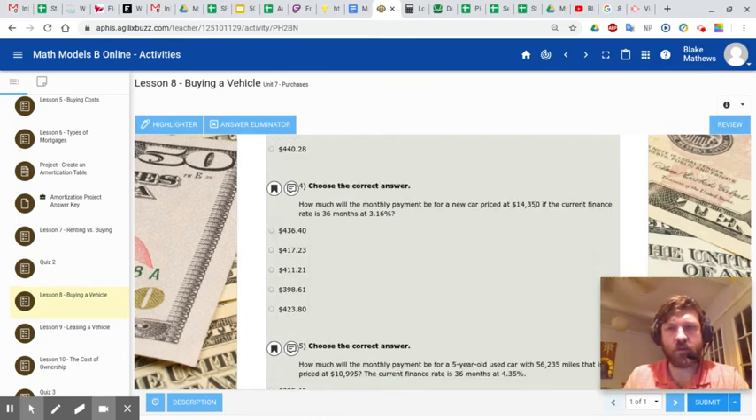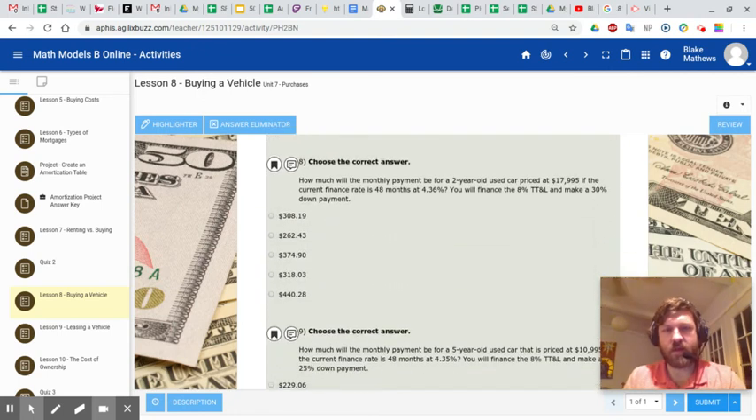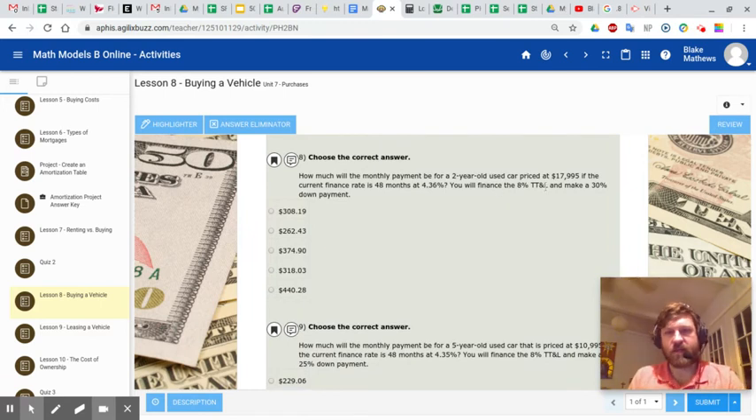You're doing the price, the rate, and the years. So 36 months would be 3 years. I'm going to scroll down. So then they get into this thing about TTNL. TTNL stands for tax, title, and license, and it's basically just fees associated with buying a new car or any car. And then they talk about down payments.